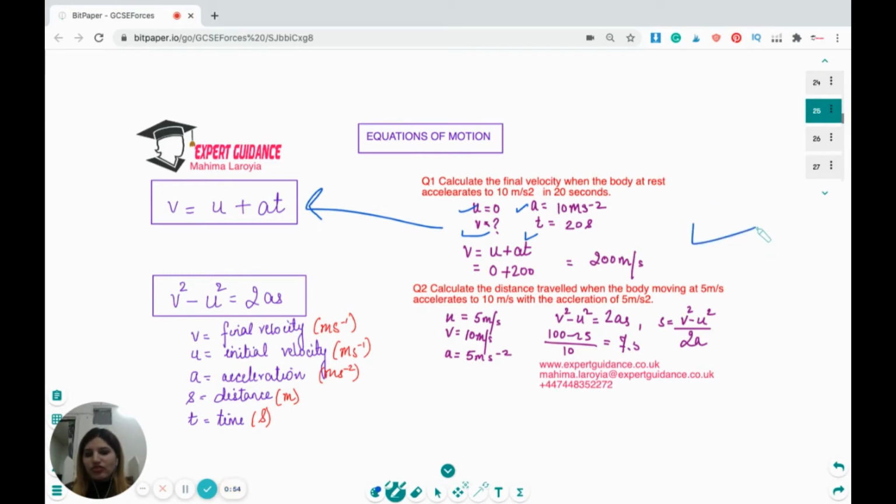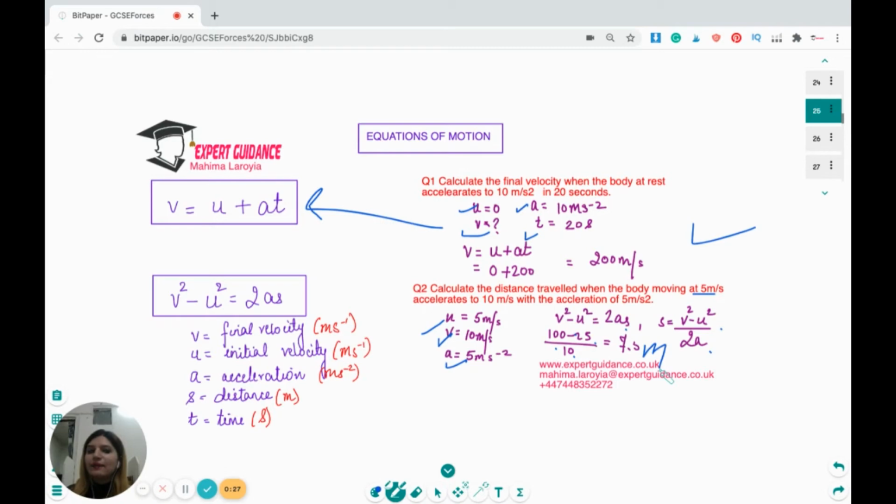For the second question, they have given you u, that is the body starts from 5 meters per second. The final velocity is 10, acceleration is 5 meters per second squared, and you have to calculate the distance. So we can use the equation v squared minus u squared equals 2as. If you rearrange this, distance is v squared minus u squared over 2a. So that is 100 minus 25 over 10, which gives us a distance of 7.5 meters.